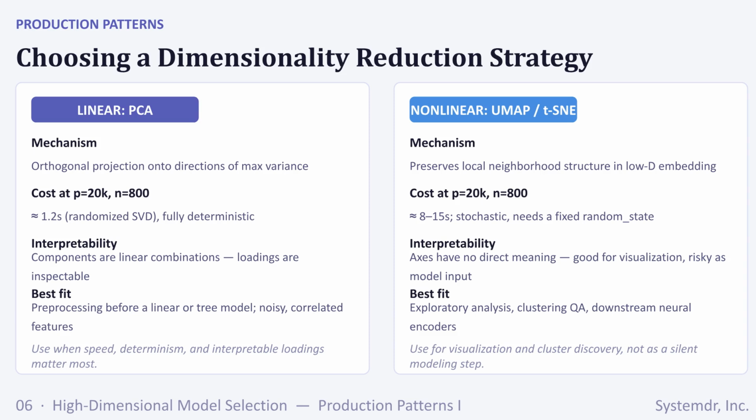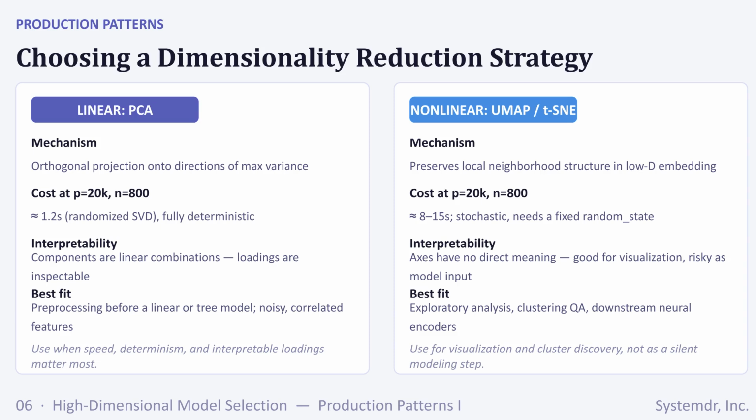This makes PCA the right default when you're pre-processing before a linear or tree-based model, and especially when your features are noisy and correlated. On the right, we have the nonlinear methods, UMAP and TSNE. These preserve local neighborhood structure far better than PCA can, which is exactly why they're so good for visualization and cluster discovery. But they come with real costs.